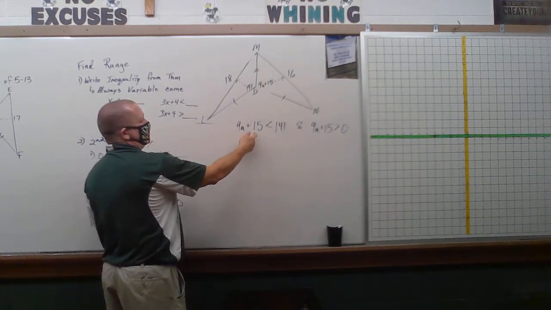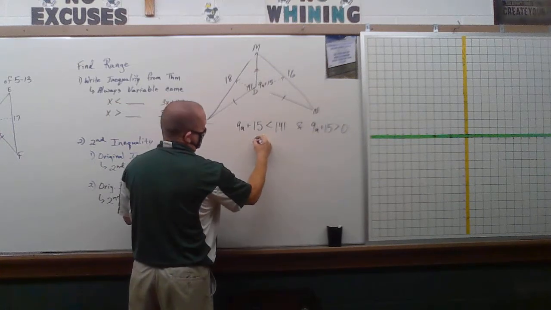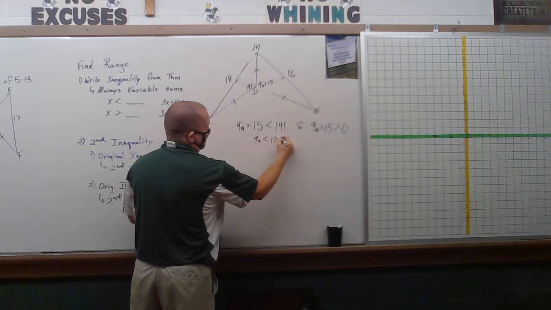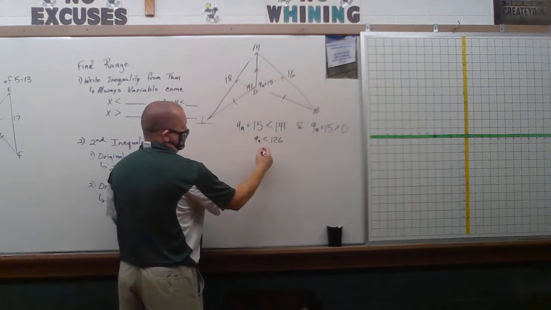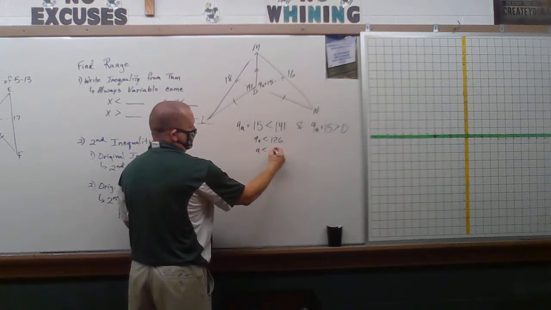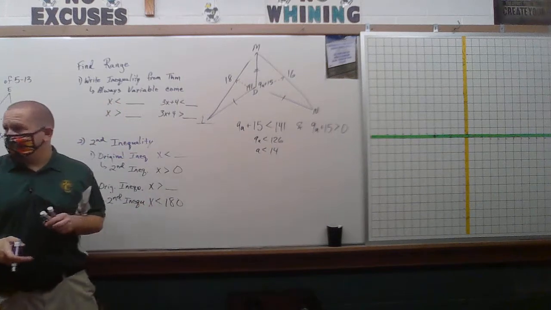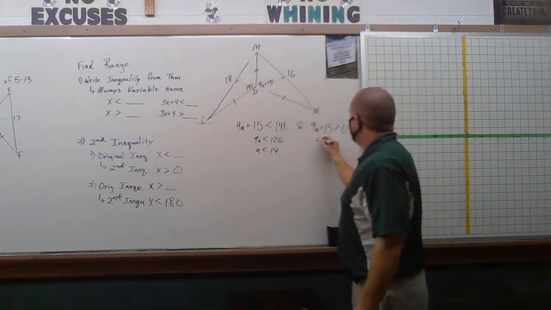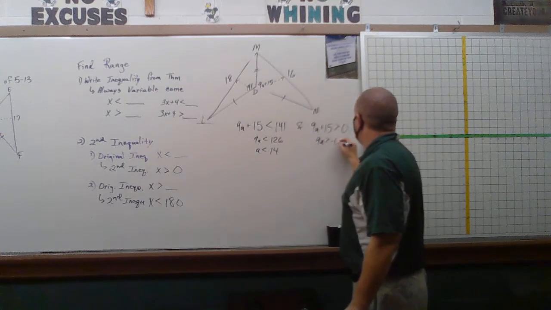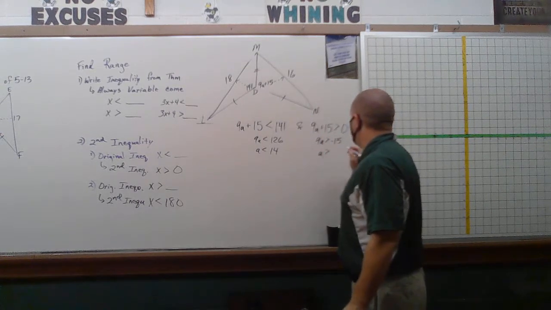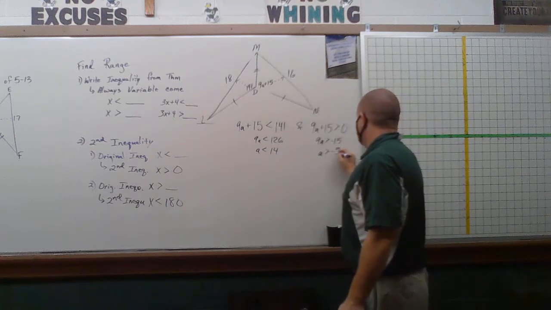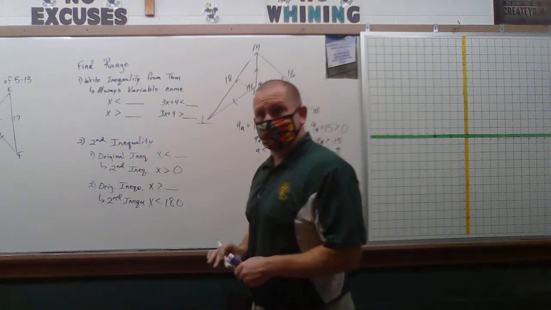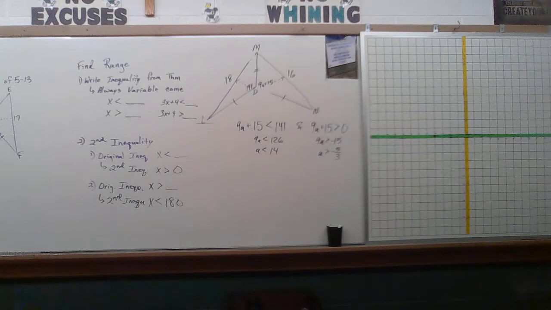How would I solve this first inequality? Subtract 15 from both sides and divide by 9. So a is less than, I think, 14, right? Yeah. If I solve this one over here, 9a is greater than negative 15, so a is greater than what? Negative 5/3, right? Now here's the question. Can I have a negative answer as part of my inequality?